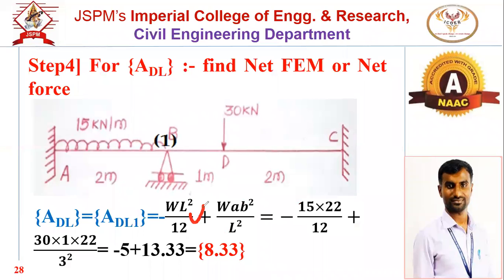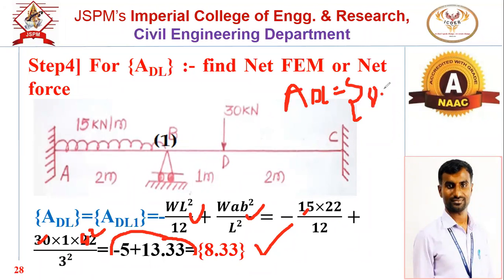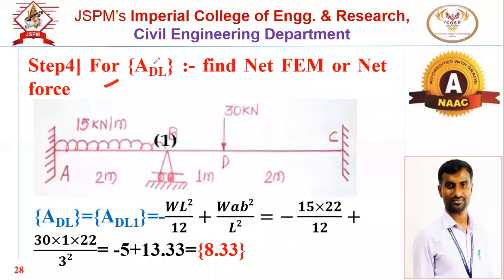So minus WL square by 12 plus WAB square by L square. So put the value of UDL and eccentric point load. So this will be 2 square, this is not 22, 2 square. So if you simplify, minus 5 plus 13.33, it will be 8.33. So plus 8.33, it is the ADL matrix. As our DKI is 1, the ADL matrix also has only one element, that will be 8.33. Okay, so this is step number 4.